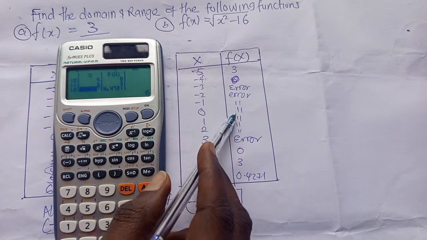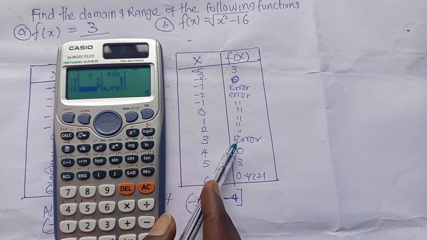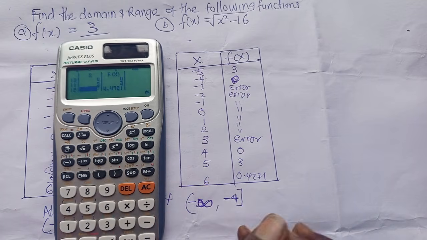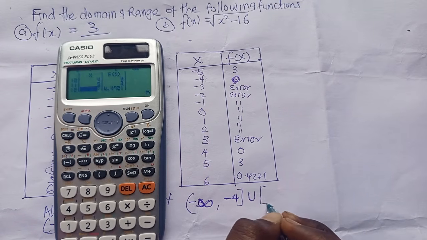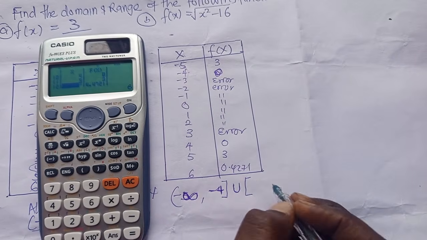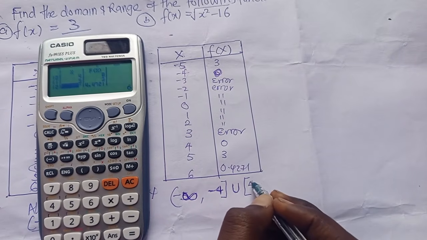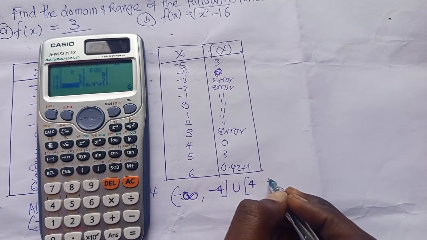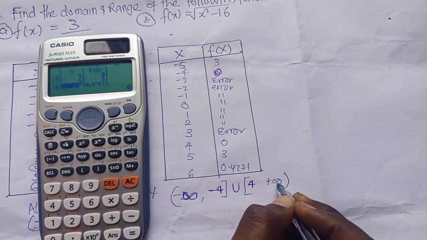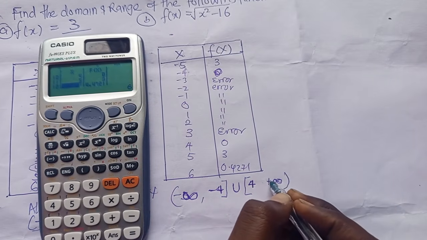Then -3 downward does not have a value. There are errors down to 3. That means you jump from that place. Let's say union to jump it. Then you now start from 4. Jump from 4 and continue to positive infinity. You will continue like that to have a value up to positive infinity.